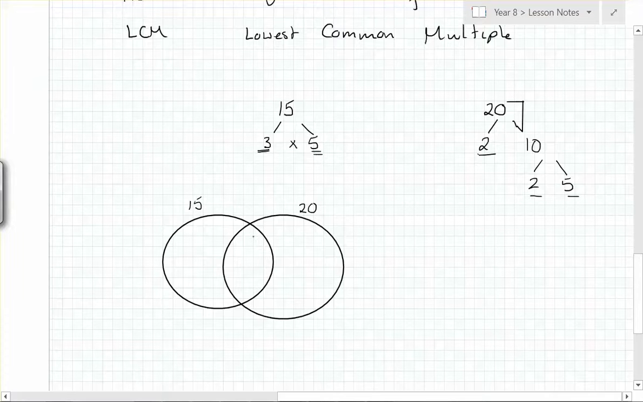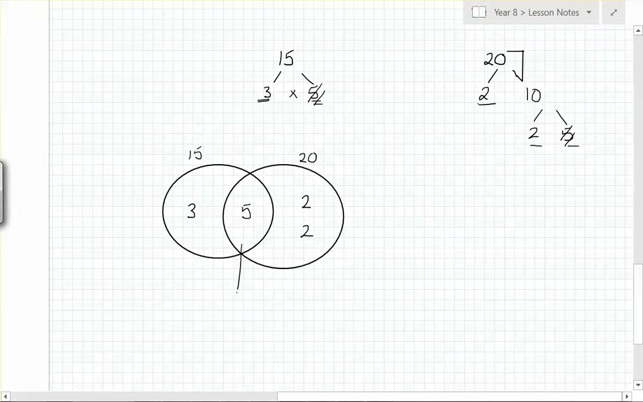This region here represents numbers where they both have the same factor, so that gives you the word common. Any number that appears in both sets goes right in the middle. So that would be a 5, and 5's dealt with. Anything left over I can write in the circles: 3 for 15, and 2, 2 for 20. So 15 is 3 times 5, and 20 is 2 times 2 times 5. Using this diagram, we know that this number is the highest common factor.